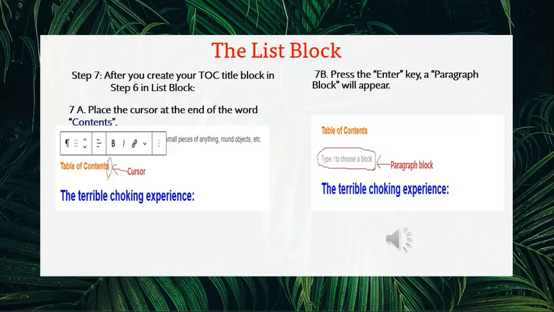The list block. Step 7. After you create your TOC title block, Step 6 above, place the cursor at the end of the word contents. Then press the Enter key. A paragraph block will appear.